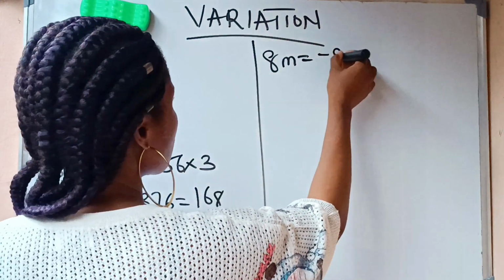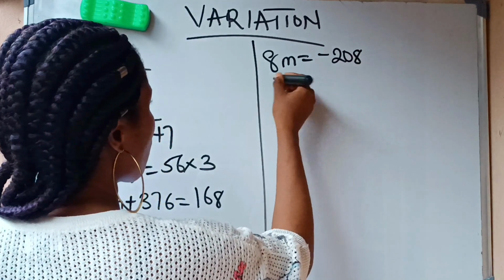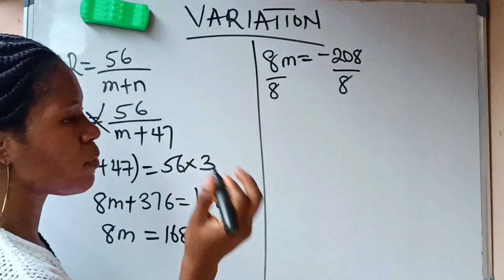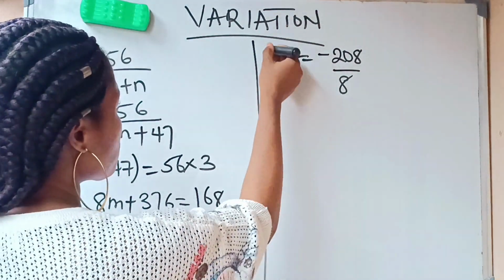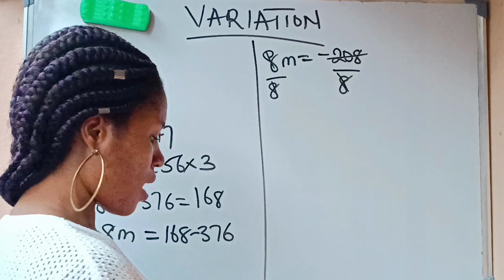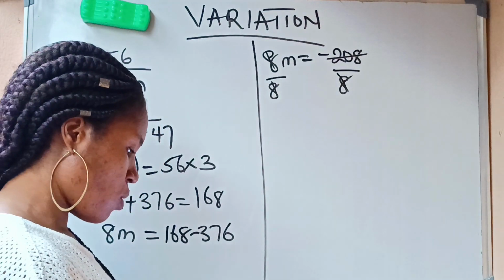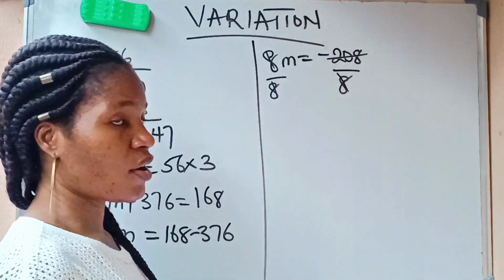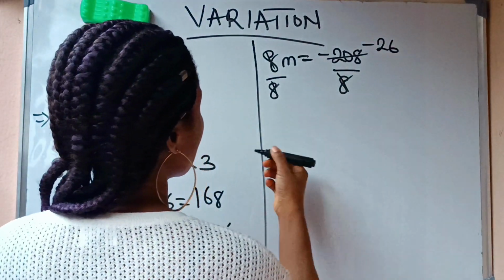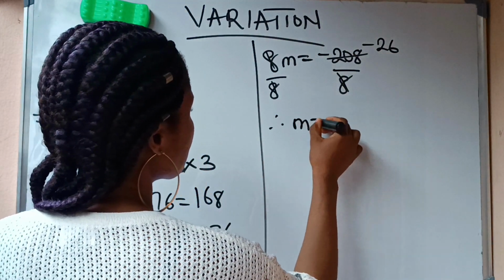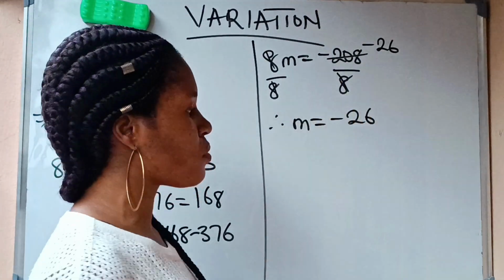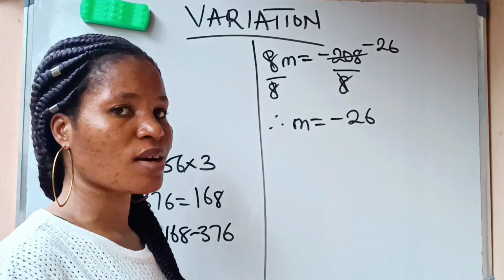So minus 208. So we divide both sides by 8 for us to have our M remain on its own. Okay, so 8 cancels 8, we are left with M. 208 divided by 8, you are going to have 26. Don't forget your negative sign. Minus 26. Therefore, our M is equal to minus 26.